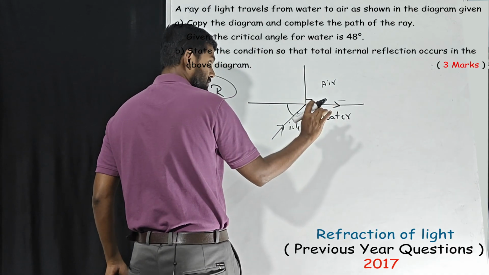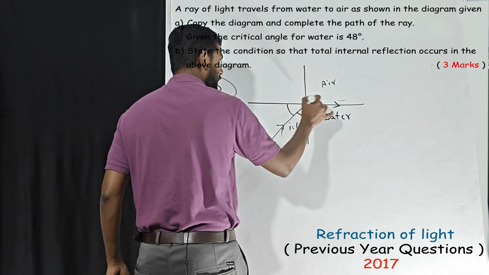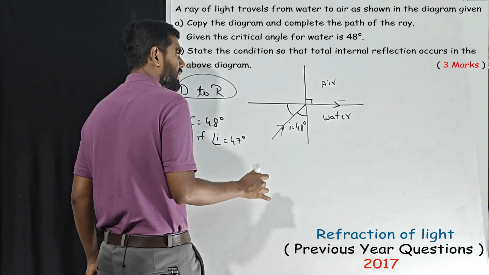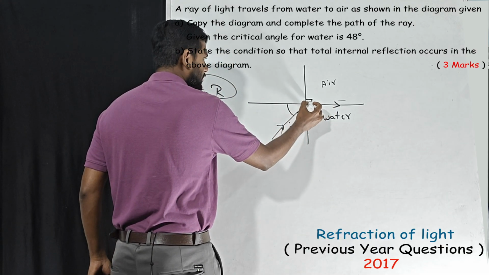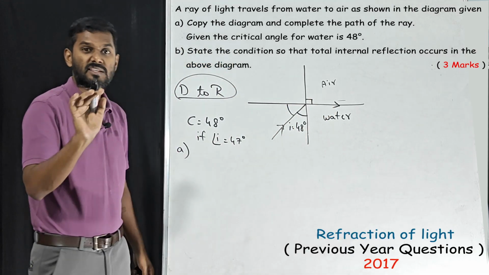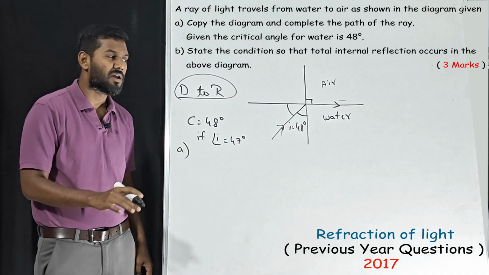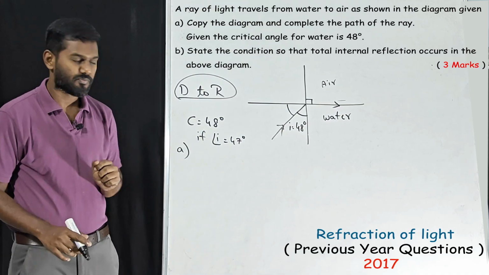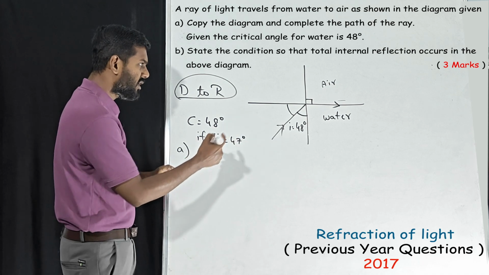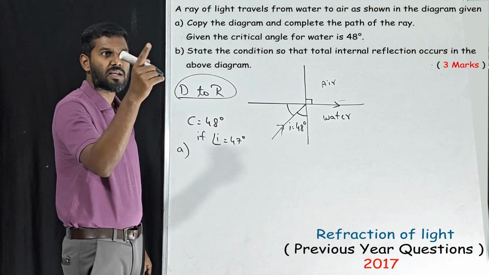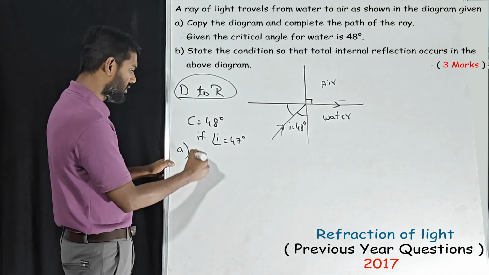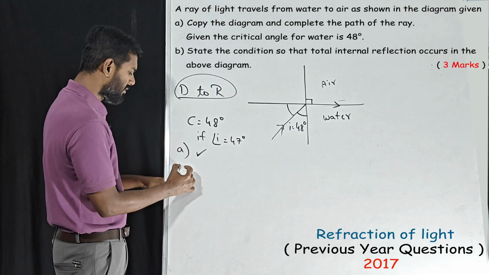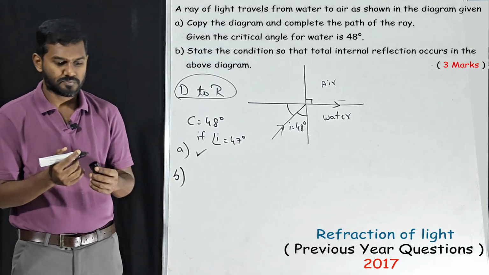There will be refraction, but it will be on the surface of the medium, so that angle of refraction will be 90 degree. This is the basics we are talking about. That is why before solving any question you should have the prior knowledge. Okay, next, so here the diagram is done and given the critical angle, using that we have done the diagram. Then we'll go for the second question.